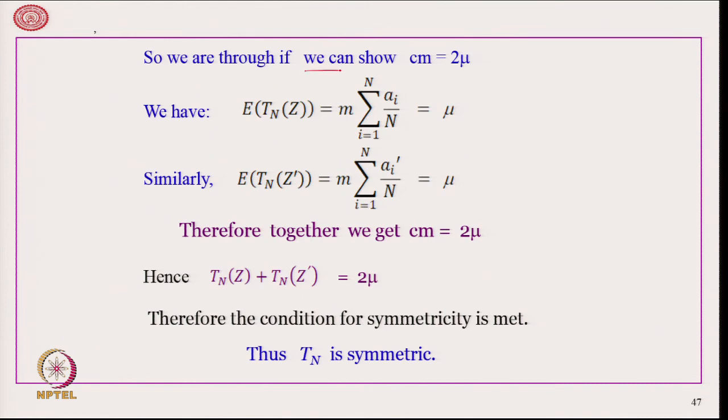We are through if we can show that Cm is equal to twice mu, because if you remember we said that the distribution will be symmetric if T n z plus T n z prime is equal to twice mu. Now, expected value of T n z is equal to m times sigma a i upon n is equal to mu. Similarly, expected value of T n z prime is equal to m times sigma a i prime upon n is equal to mu, where a i prime is the constant we defined for z prime. Therefore, together we get Cm is equal to twice mu. Therefore, T n z plus T n z prime is equal to twice mu. Therefore, the condition for symmetry is met, and therefore T n is symmetric. Proved.